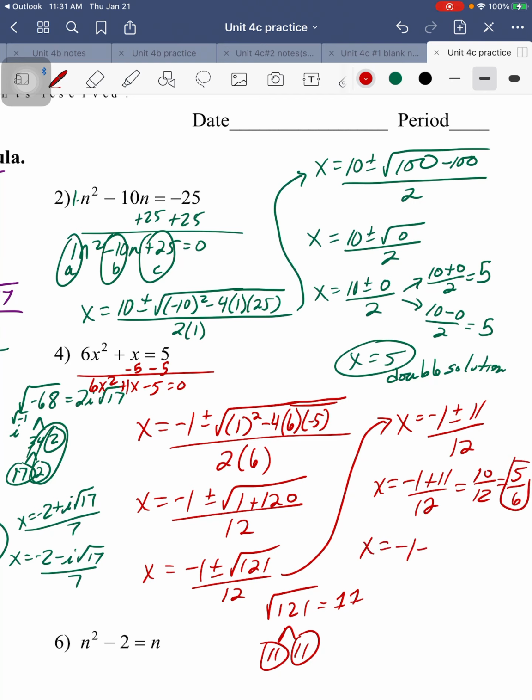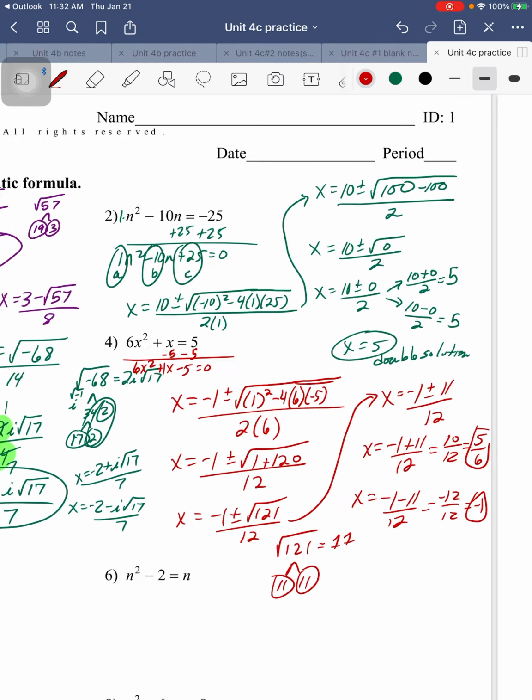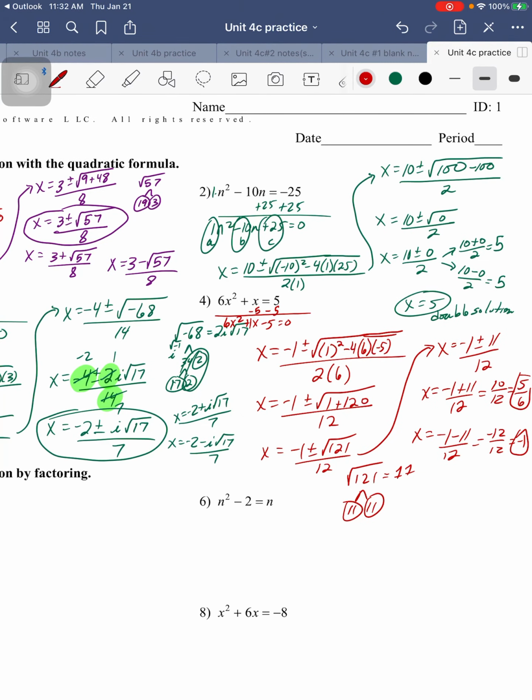We also have a negative 1 minus 11 divided by 12. Why do I keep writing that? Negative 12 divided by 12 is negative 1. So there's our two solutions. And there is solving quadratics by the quadratic formula.